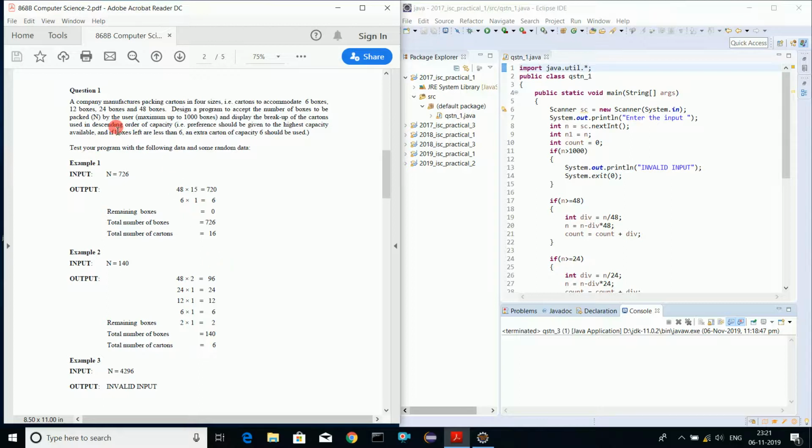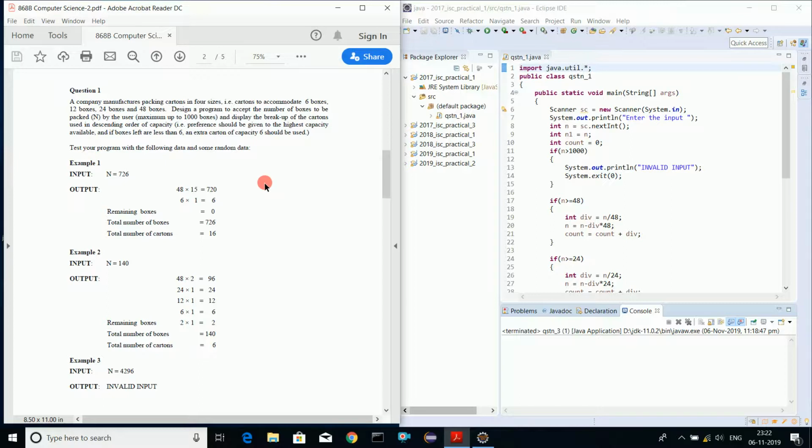The question reads: a company manufactures packing cartons in four sizes, cartons to accommodate 6, 12, 24 and 48 boxes. Basically, there are cartons which can fit 48 boxes, there are cartons which can fit 24 boxes, 12 boxes and 6 boxes. You need to find the total number of cartons which will be required to fit the boxes.